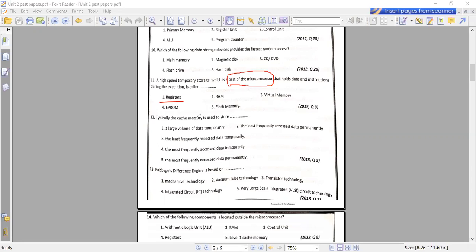Then typically the cache memory is used to store the most frequently accessed data temporarily. So temporary data only can be accessed. 12th one. 4th one should be the answer. Most of you have put the 4th answer.